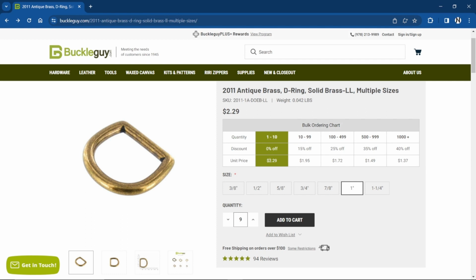The point is, based on the volume of D-rings that you buy, there is a progressively cheaper price per item. This is the unit price. So 5 tiers: 1 to 9, 10 to 99, 100 to 499, 500 to 999, and 1,000 plus. Notice they have the discounts. You're paying the full price, the markup right here for 1 to 9. Then they go to 15, 25, 35, and 40% off.